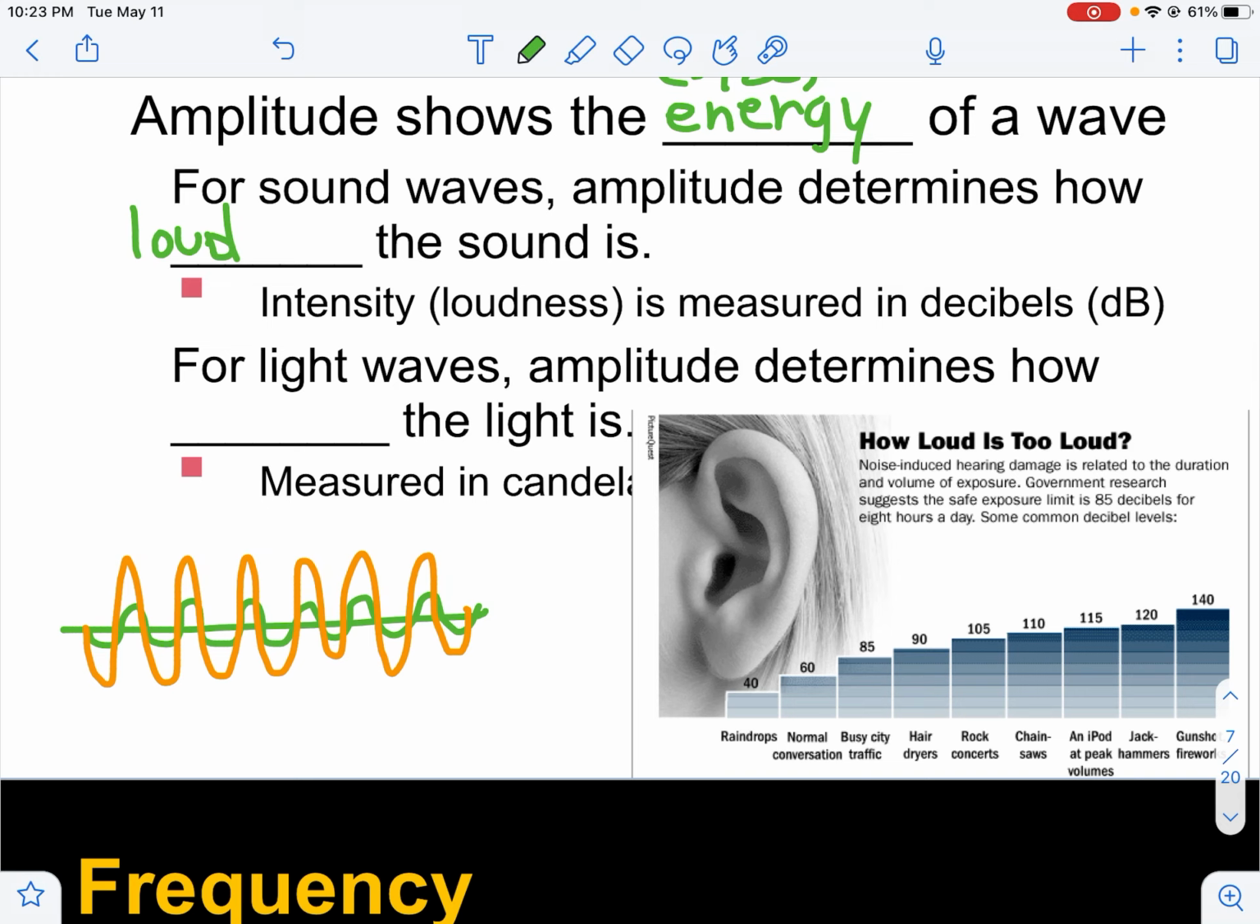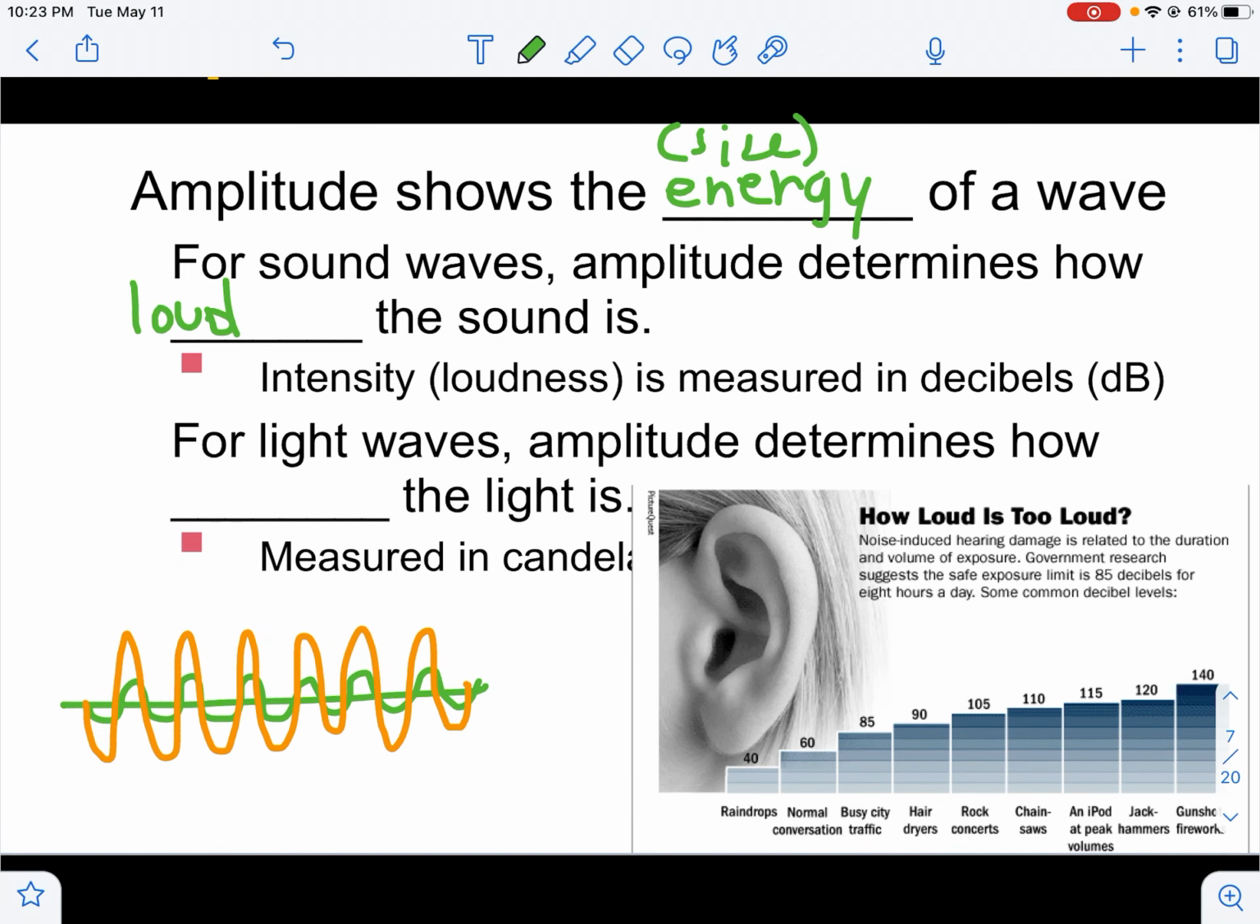Okay. For sound waves, the intensity or the loudness is measured in decibels. And for light waves, the amplitude determines how bright that light is. And that's measured in something called candelas, which, yes, is based on the unit of candles. It's how much light a standard candle gives off.